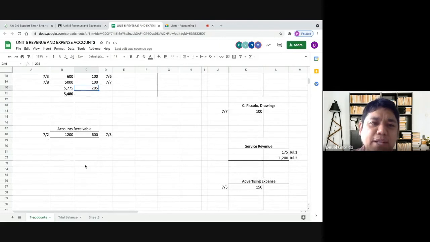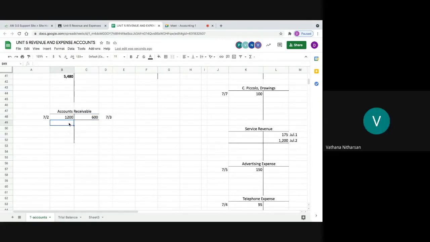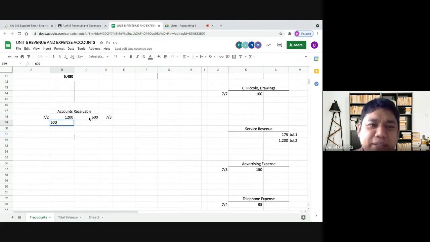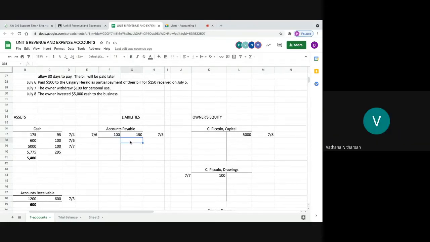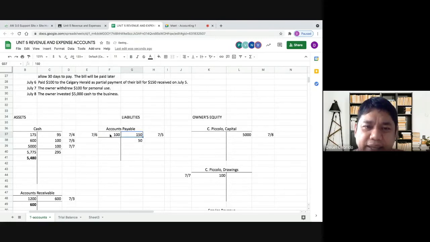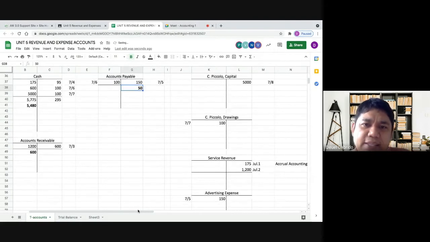Accounts receivable, how much will this be? 1,200 and 600. Debit or credit? Debit, because 1,200 is more than 600. Very good. Let's put it in bold. Accounts payable, how much? 50. Credit, because credit is bigger than the debit. Put it on the credit, bold. Let's go now to the capital.